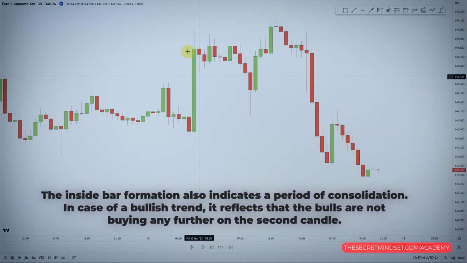The inside bar formation also indicates a period of consolidation. In the case of a bullish trend, it reflects that bulls are not buying any further on the second candle, and this is represented by a small red candle after a strong uptrend.